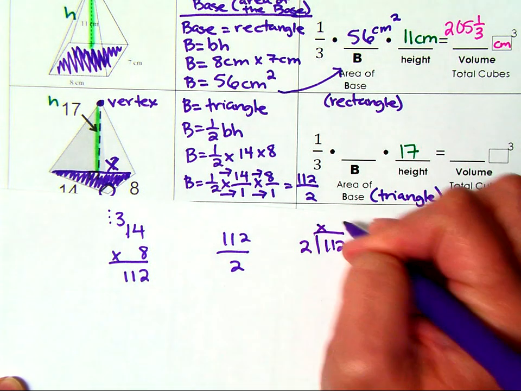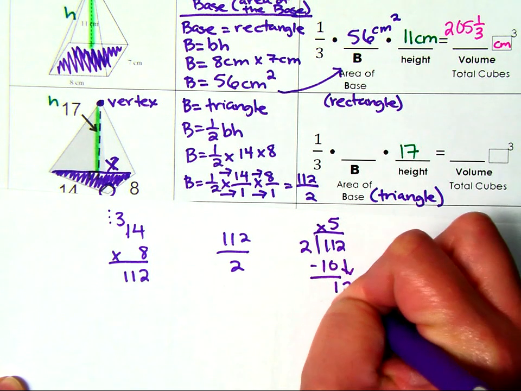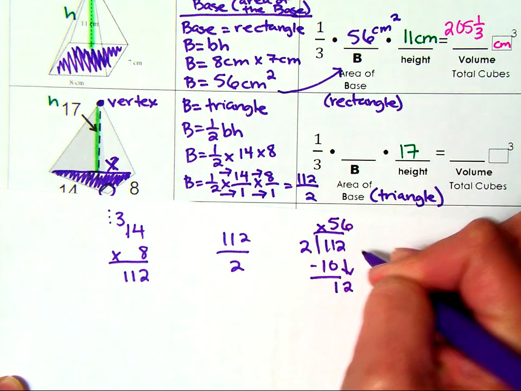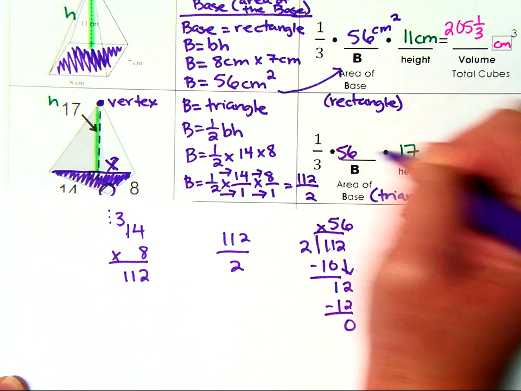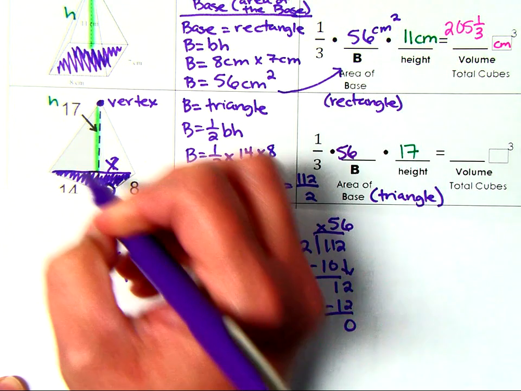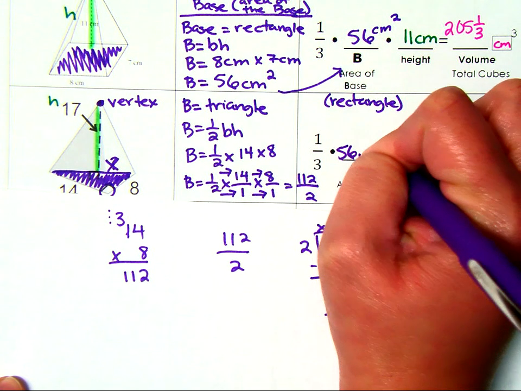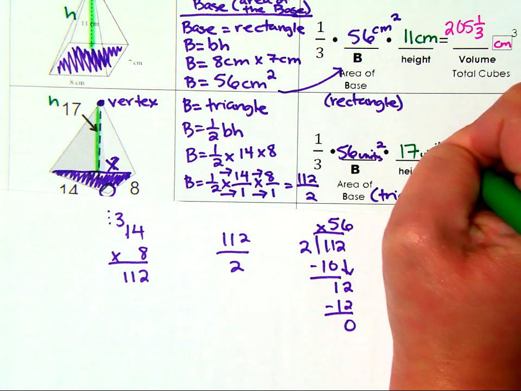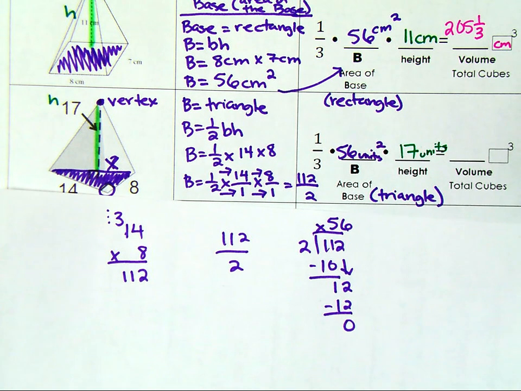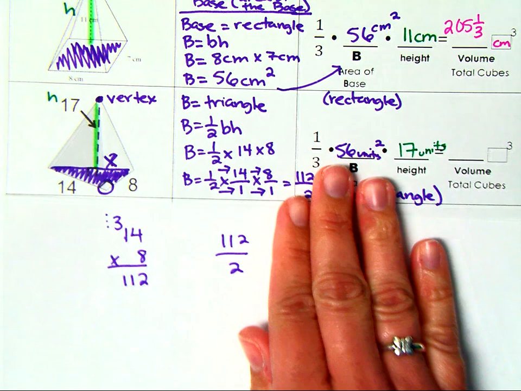2 can't go into 1. 5 times 2 is 10. Subtract and bring down, and 2 goes into 12 6 times. 6 times 2 is 12. So I have my area of my base is 56. Now these aren't labeled as inches, centimeters, or anything like that, so we would write units squared. And then we would just write units here. So if they don't give me if it's inches, feet, miles, anything like that, we're just going to go ahead and write units. Okay? So now we have everything set up.